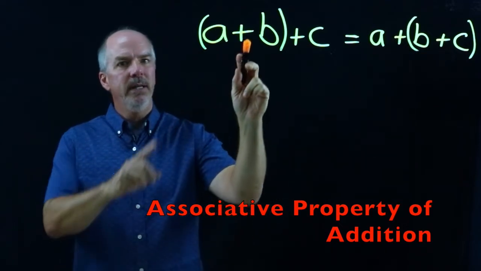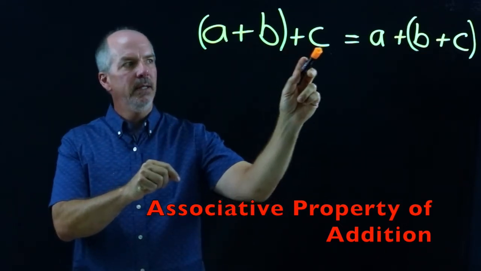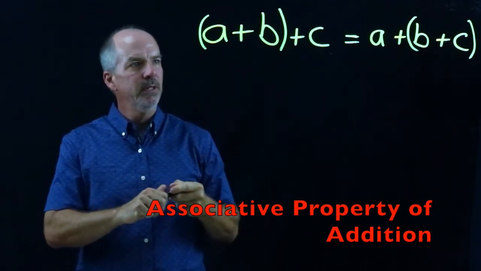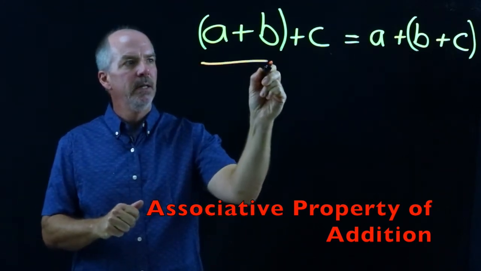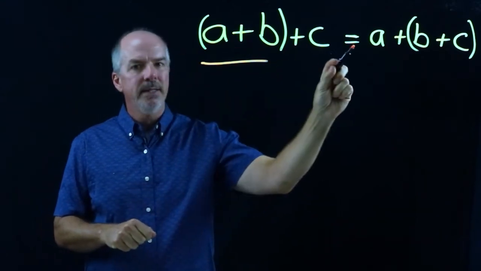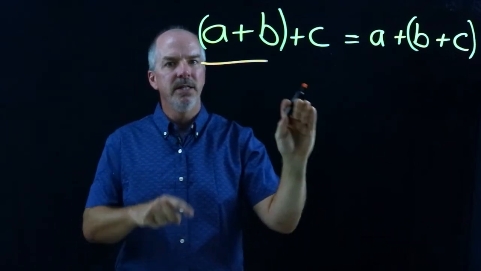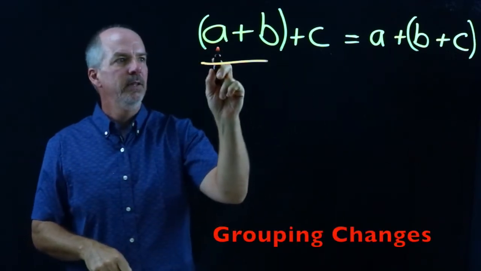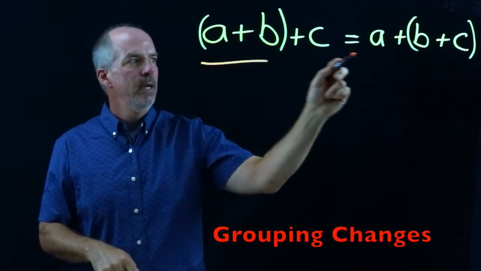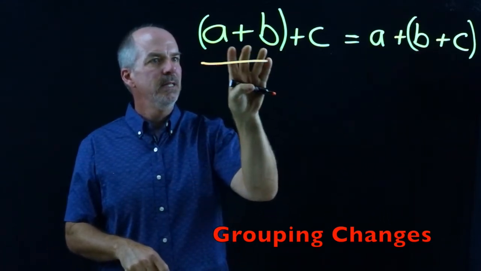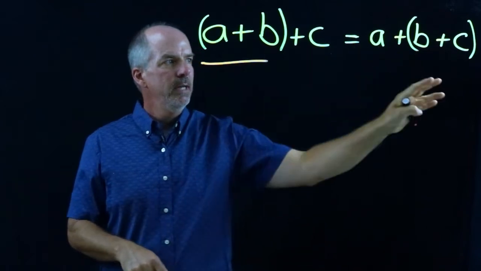A plus B in parentheses plus C equals A plus B plus C in parentheses. So we have parentheses here. Notice our ABC is the same order. We have ABC, ABC. So the order doesn't change, it's just the grouping changing. All right, so we have AB in parentheses, and then equals, and we have BC in parentheses. So what changes is the grouping. The order does not change.